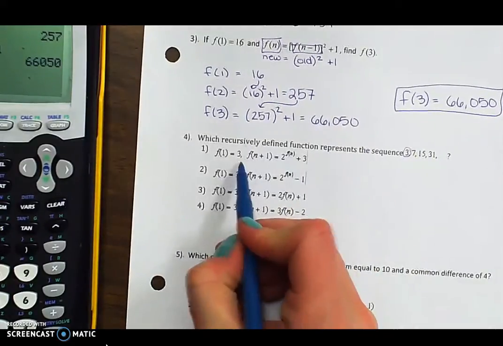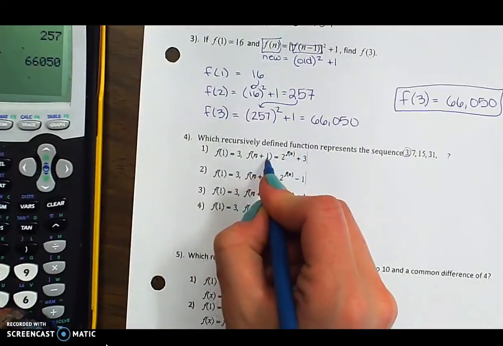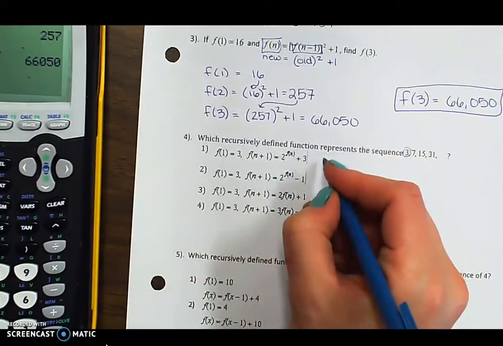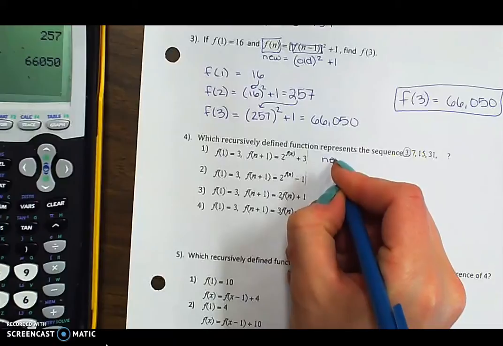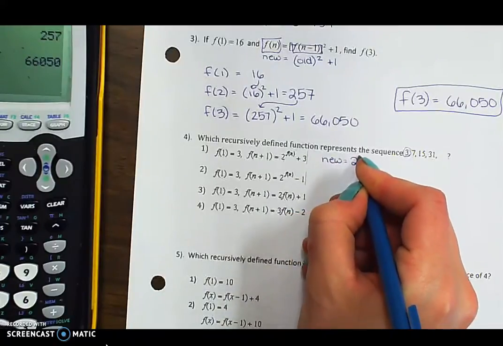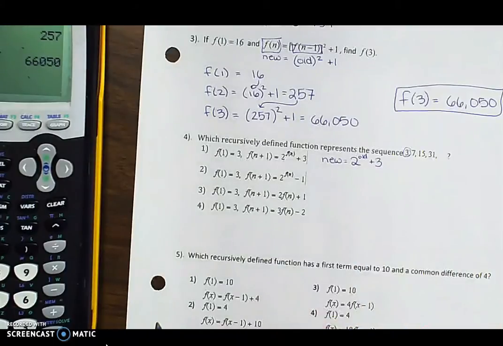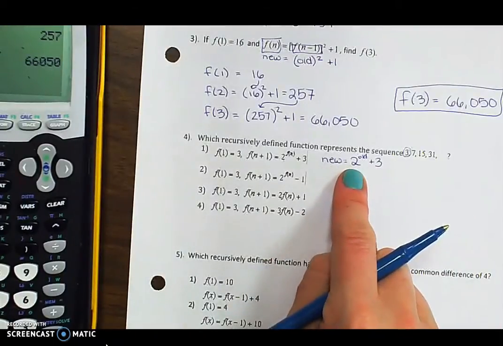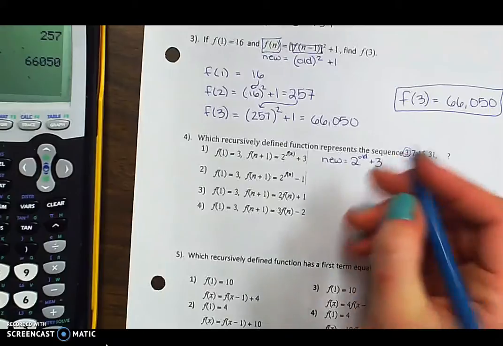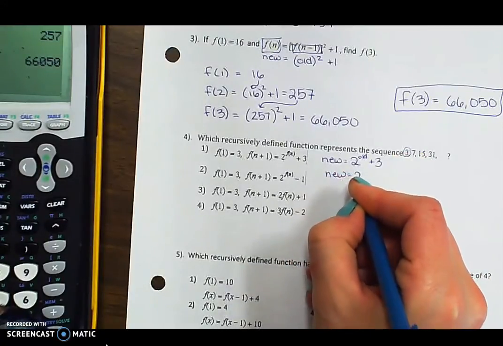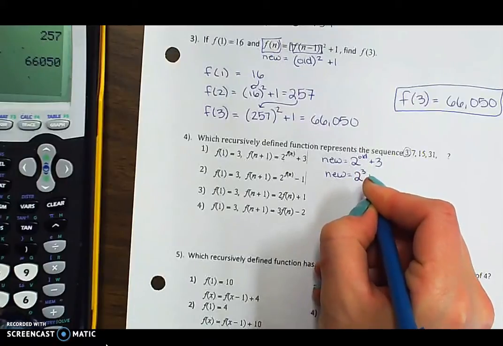So let's take a look at the first one here. So we have f of n plus 1 equals 2 raised to the f of n plus 3. So this is going to be your new equals 2 raised to the old number plus 3. Okay, well, we already know that 3 is the first term. So now I can go ahead. So my new number is going to be 2 raised to the 3 plus 3.